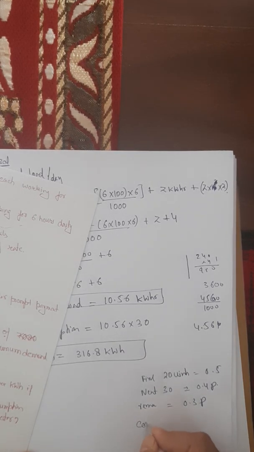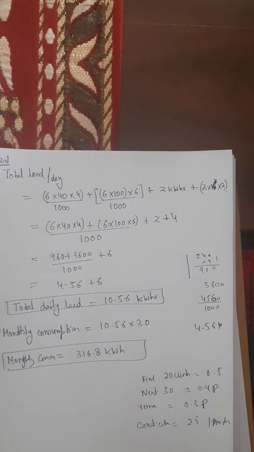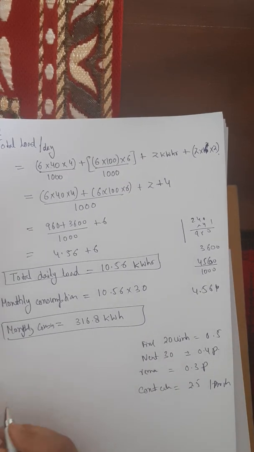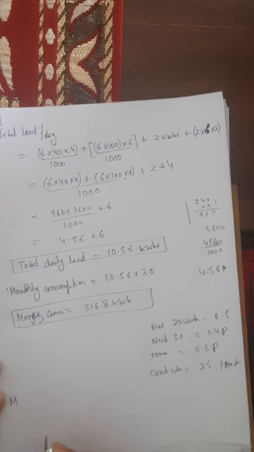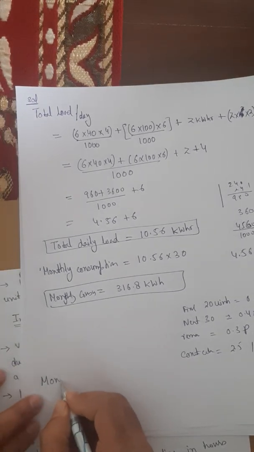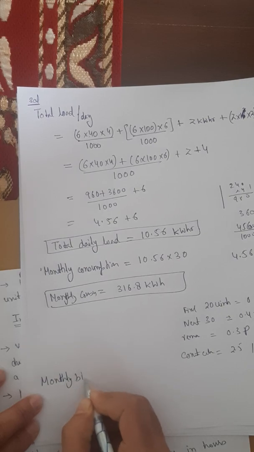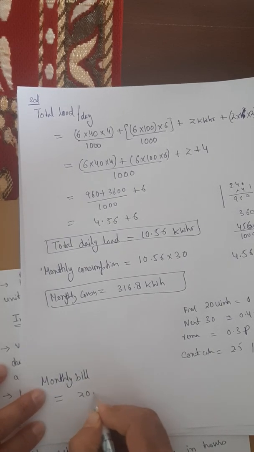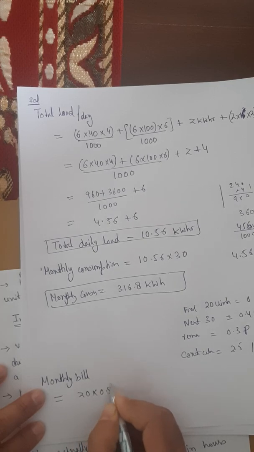Okay, the constant charge is 2.5 rupees per month. So how many units are there in total? 316.8. So let us solve this. My monthly bill will be: for the first 20 units, 20 multiplied by 0.5.